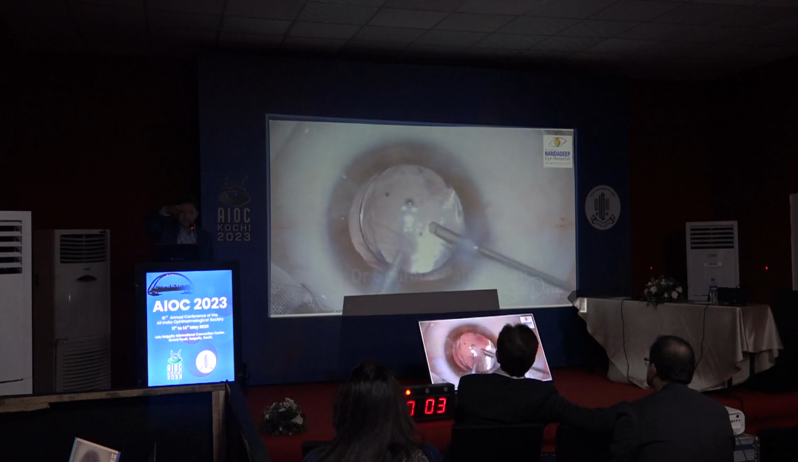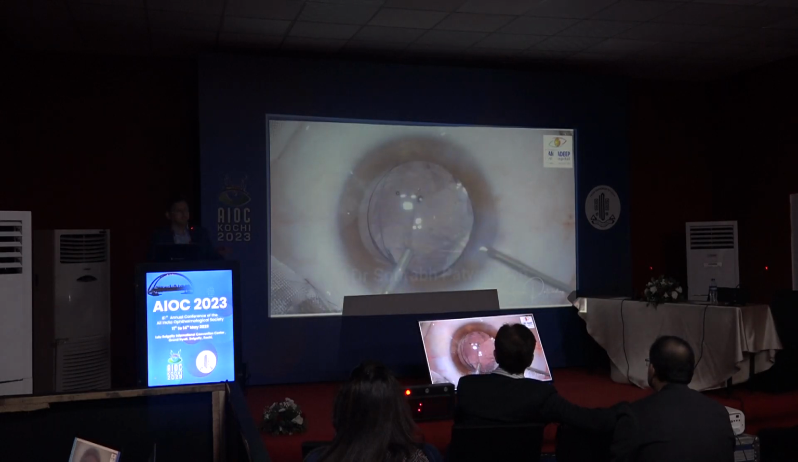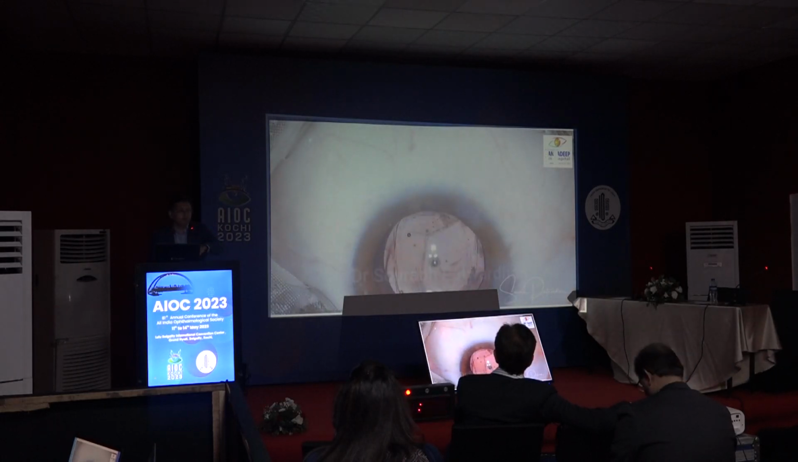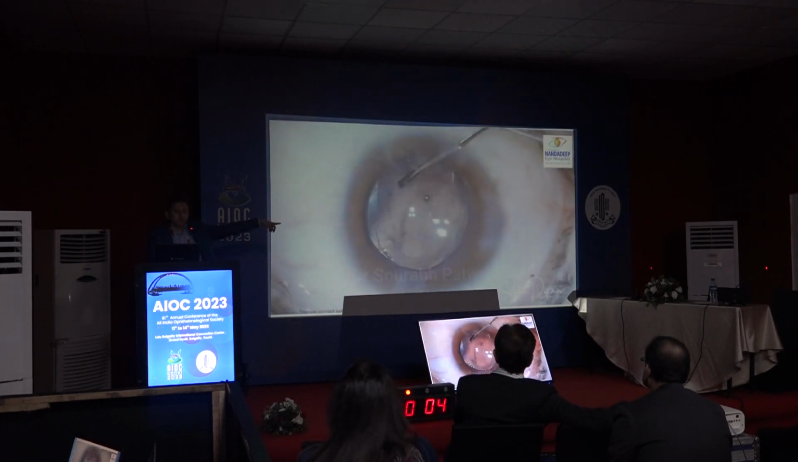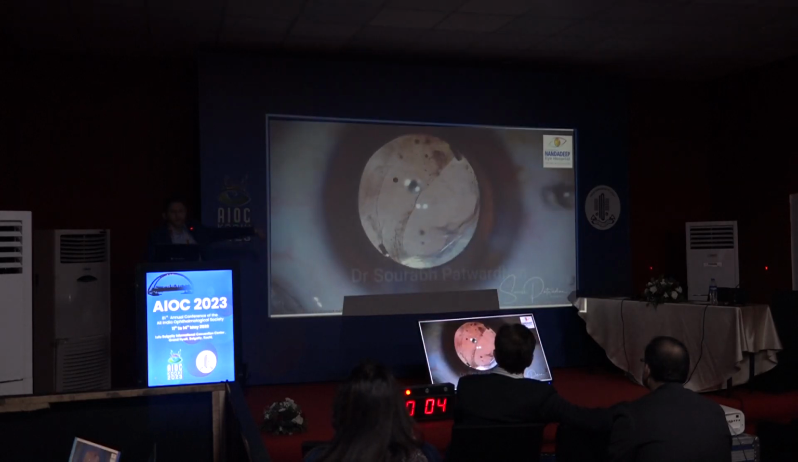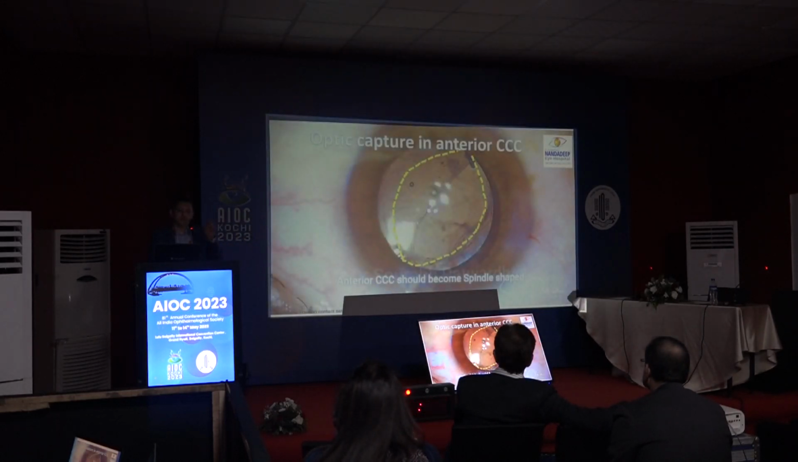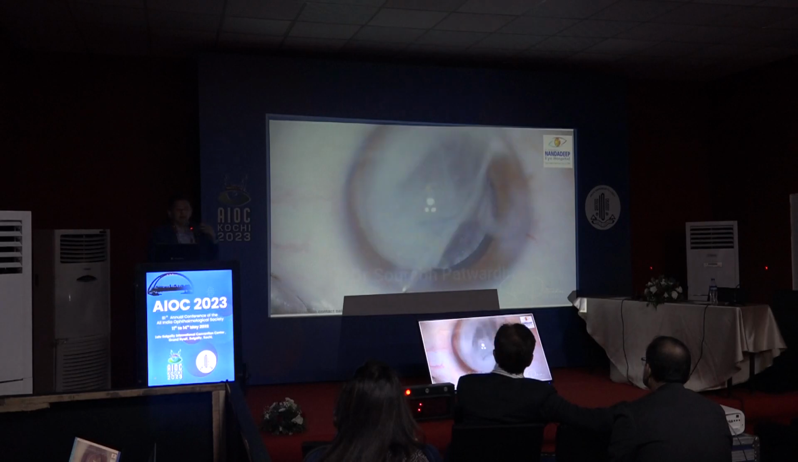So one side is optic captured first, and then you go to the second side, and always look for the spindle shape. You can see here there is no spindle, that means optic capture is not complete. Now I pushed it. Now you see a nice spindle-shaped anterior capsular margin, that means optic capture is complete. But still it is not over.